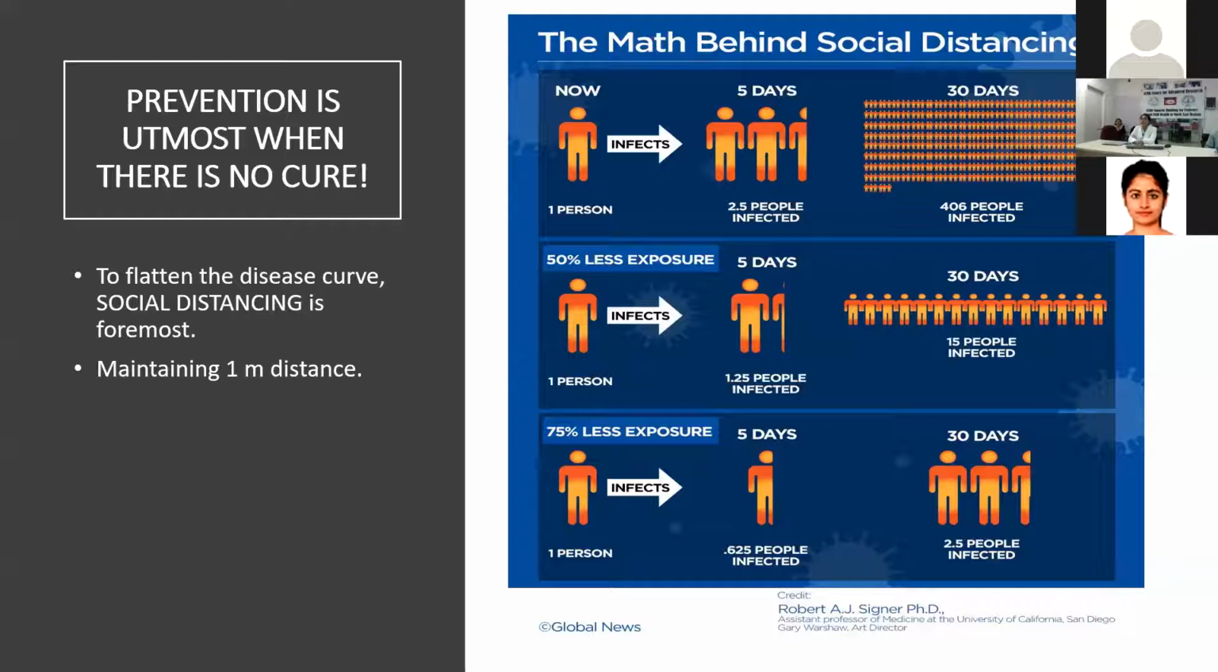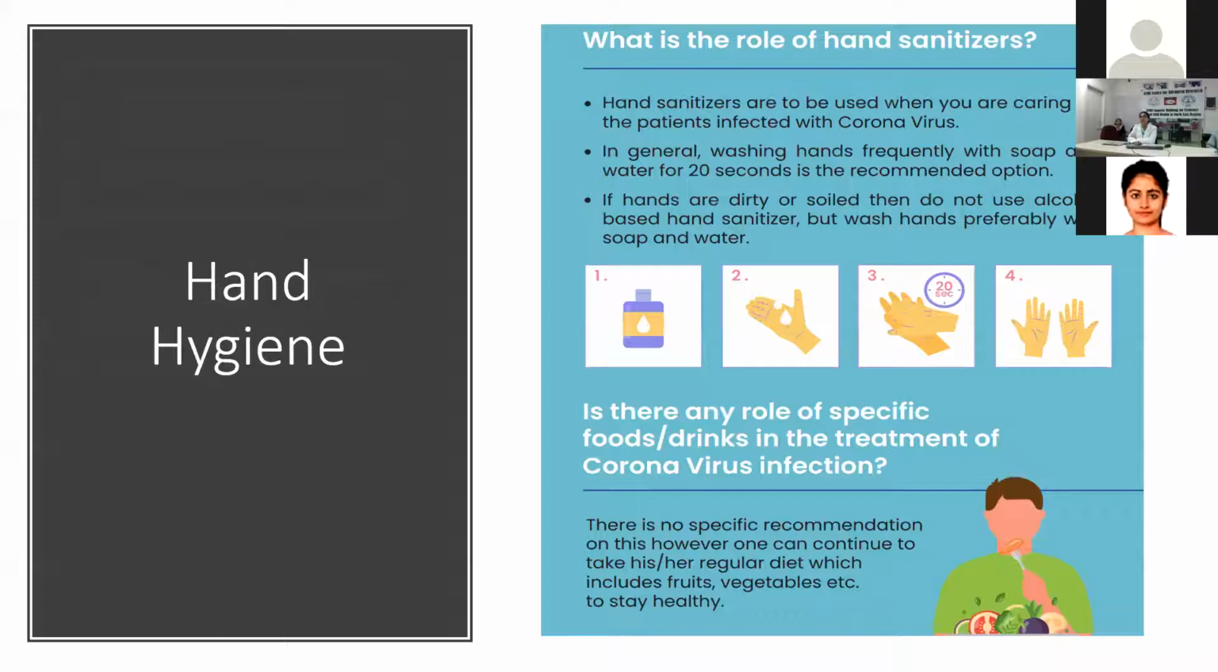At this point in time, on average, if there is one person and he does not practice any social distancing, he can infect up to 2.5 people in 5 days and about 406 people in 30 days. And if there is 75% less exposure, then one infected person can infect about 0.625 people, and in 30 days, only 2.5 people will be infected. So social distancing is the utmost and foremost thing that all of us need to practice and encourage everyone else to do as well.